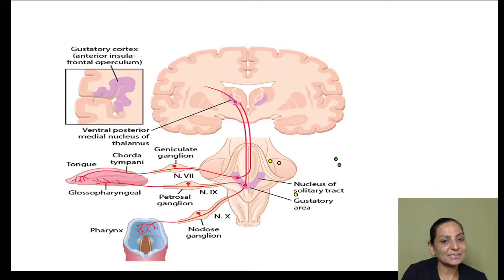So this is the taste pathway. You must remember that the ventral posteromedial nucleus of the thalamus is involved. So this comes as a very important MCQ to us. The taste sensations from the anterior 2/3 of the tongue is carried by the 7th nerve, and the posterior 1/3 is from the 9th, and the tonsillar pillars and pharynx by the 10th nerve, that is vagus.